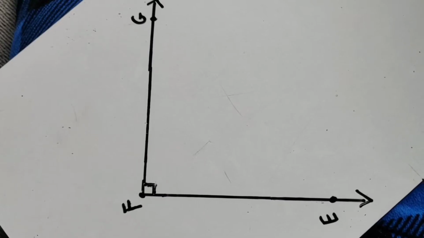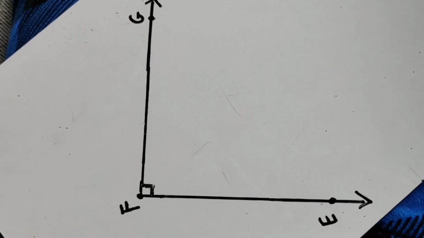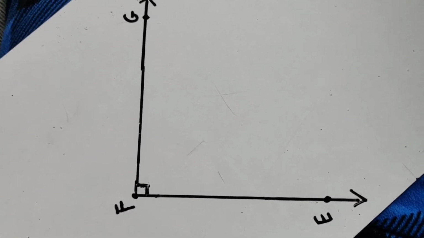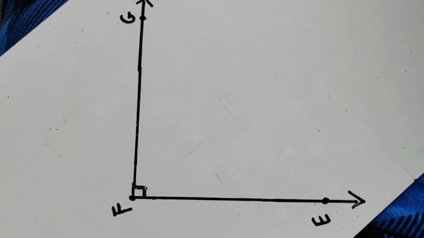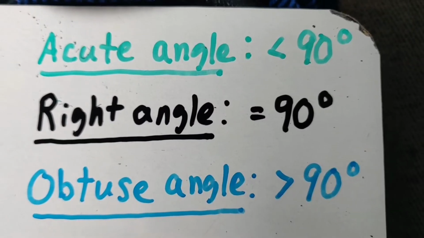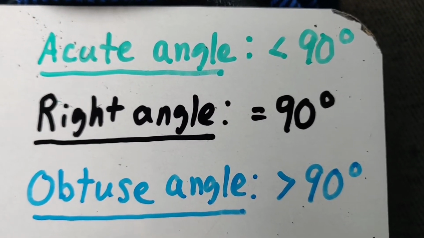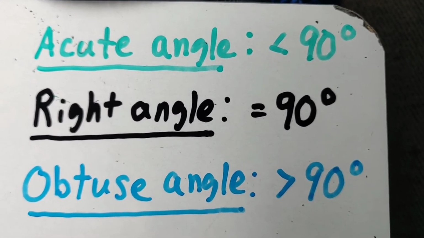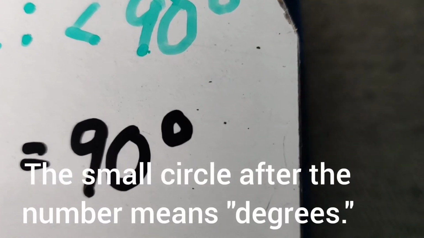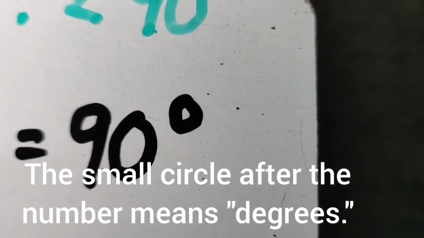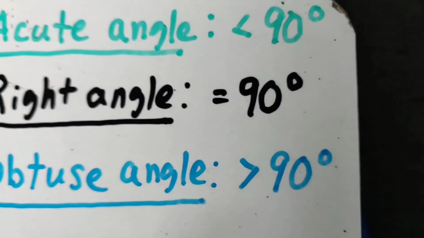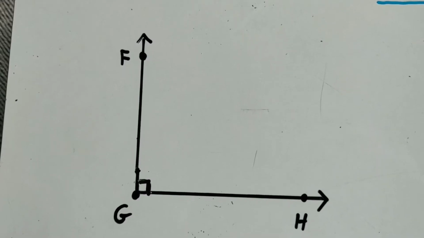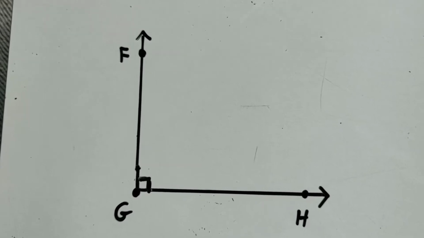So angle EFG is a right angle. Ray FE and ray FG are perpendicular to each other, and the measure of that angle is 90 degrees. So we already know what a right angle is. A right angle equals 90 degrees, and that little sign after the 90 means degrees. So a right angle equals 90 degrees and looks like that.